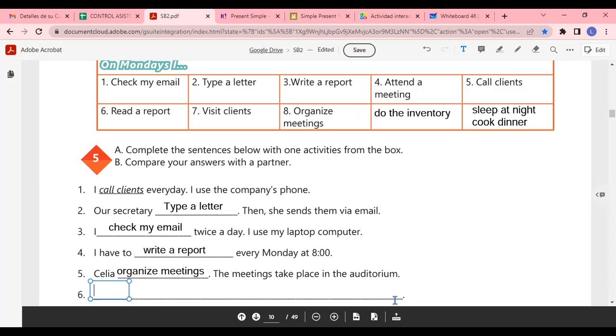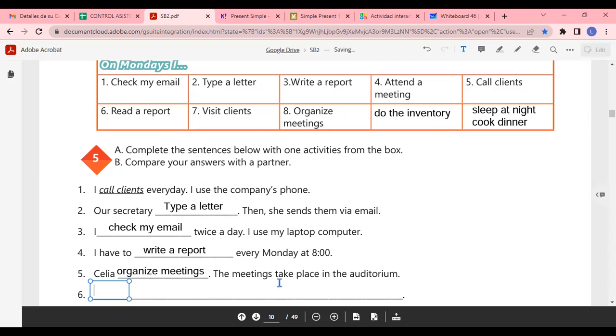I, for example, what do you do on Monday? We are going to do it on Tuesday. Vamos a hacerlo con ahora, con el día de ahora. What do you do on Tuesday? Pero utilizando de las actividades que pusimos ahí. Like, for example, for me, I write a report. Let's say I write a report. I read the report. Those are my activities.